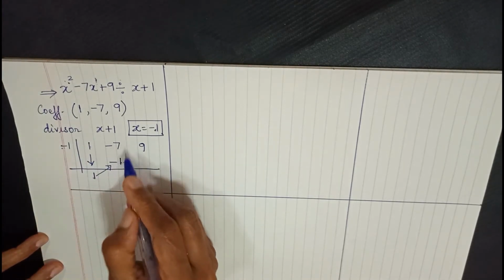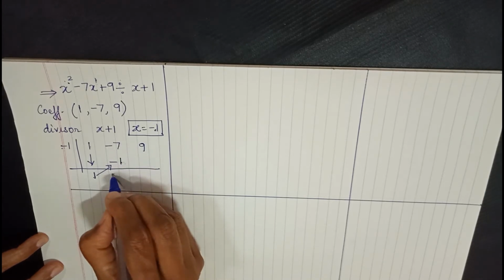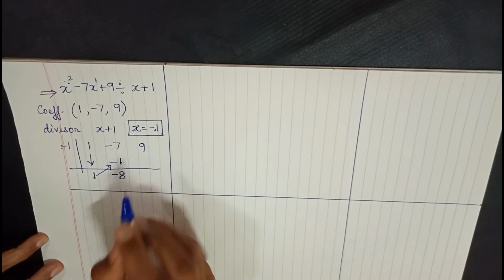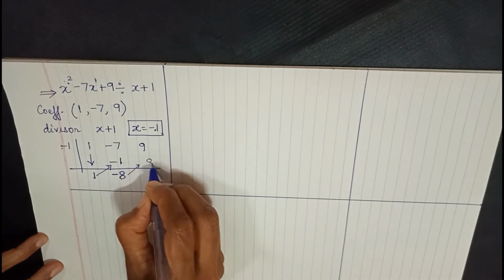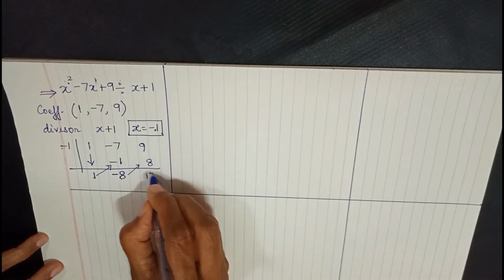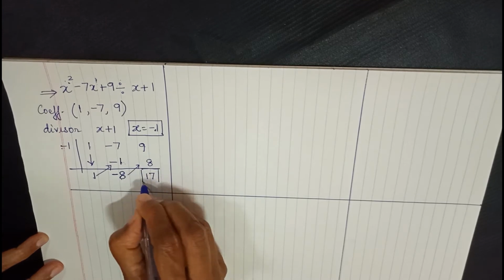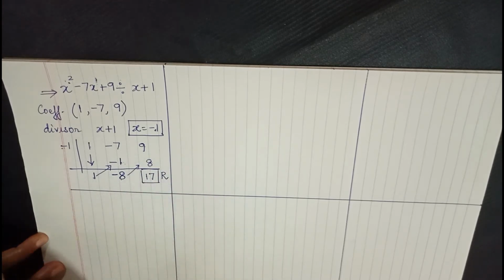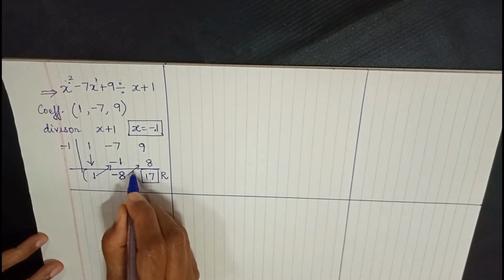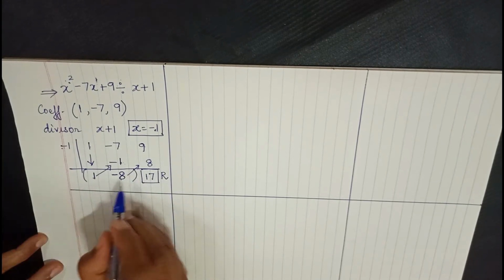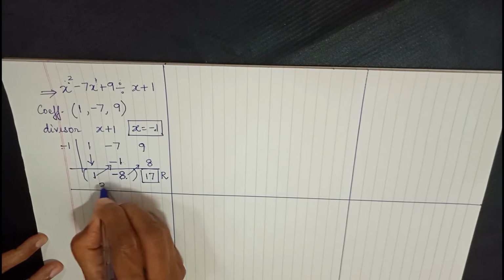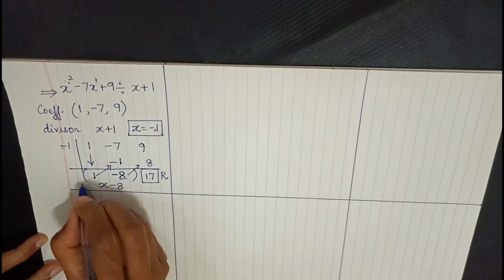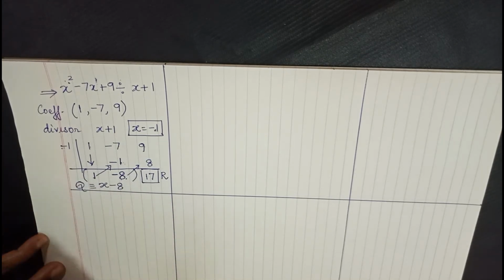Let's take this down as it is, then multiply. Minus 1 into 1 is minus 1. Right? Now we add the 2. Minus 7 plus minus 1 is minus 8. Next, minus 1 into minus 8 is plus 8. So 9 plus 8 is 17. Now this has become the remainder. And this part which we have got is the quotient. So now you know this is degree 0 and this is degree 1. So the answer that we get is x minus 8 as the quotient.